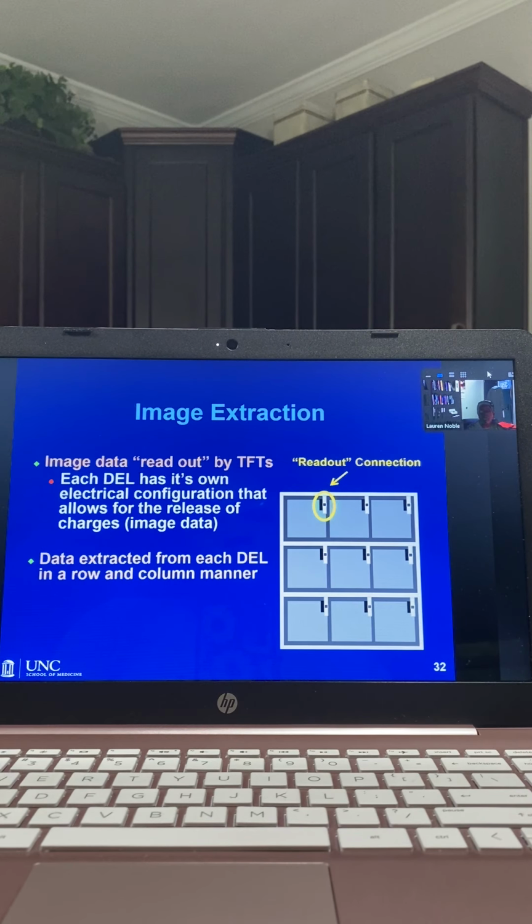And what happens is voltages get applied to the thin film transistors that run underneath, and it stimulates the capacitors to release those charges. So those charges will end up getting released. We'll come back to that point a little bit later.